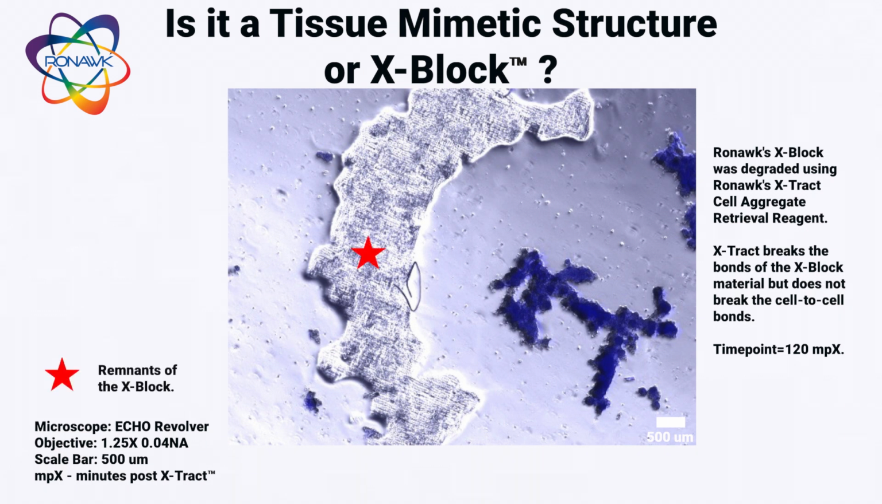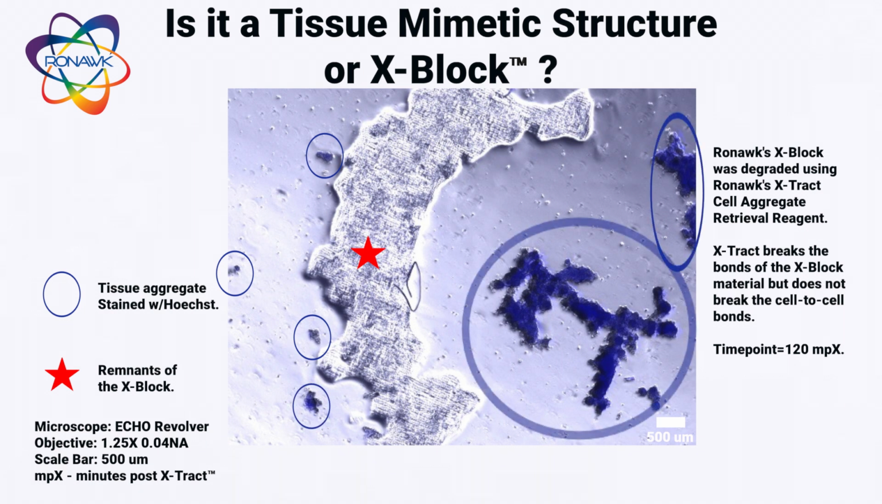A remnant of the X-Block is denoted with a red star. Cells were stained with Hoechst. The tissue mimetic structures are circled in blue. Note this large structure is approximately 3 millimeters in length with multiple arms of 500 microns to over 1 millimeter. Keep in mind that this bioblock was a 1 centimeter cube. Finally, colonies that still reside in the X-block are denoted with blue arrows.